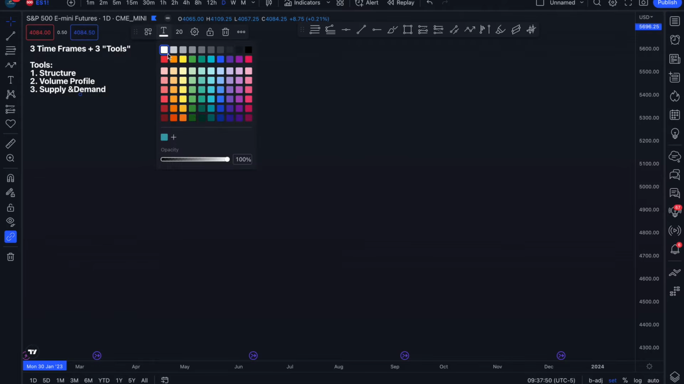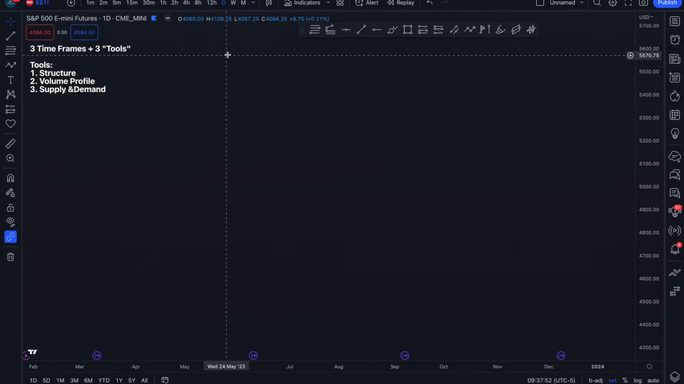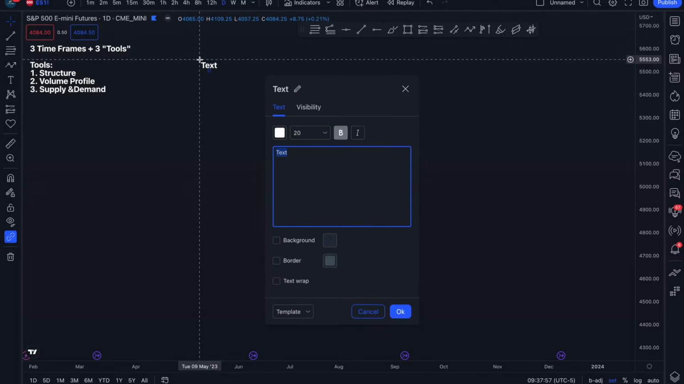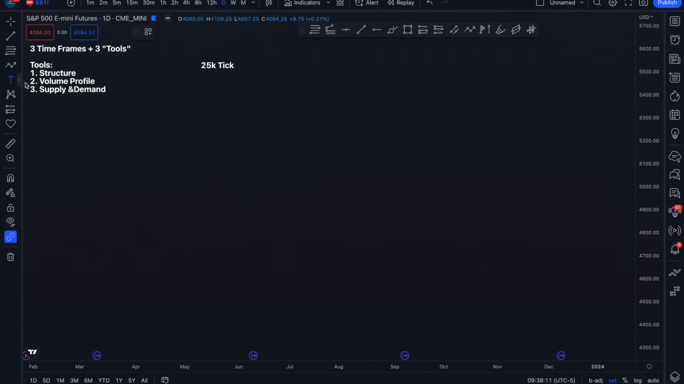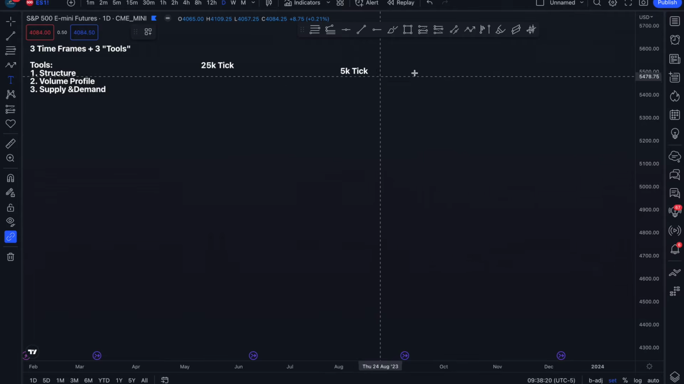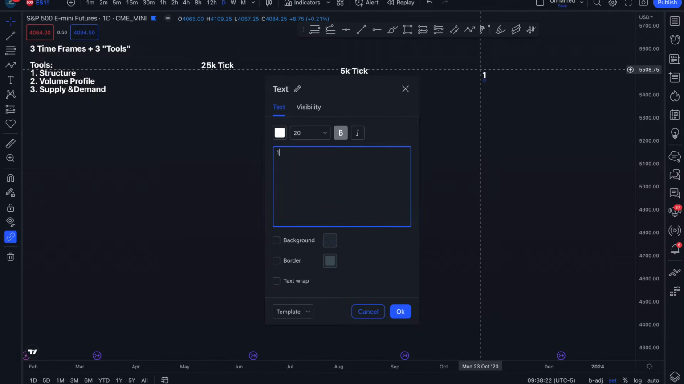My 3 time frames, I'll write them down for you. These are my 3 time frames on the micro futures, the chart that I trade my cash account on, and I copy it into some mini accounts. I use the 25,000 tick, the 5,000 tick, and the 1,000 tick.